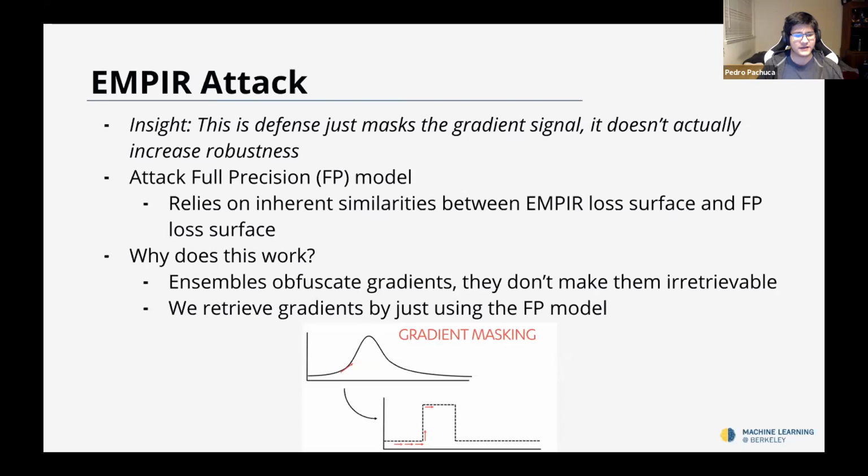And so what we found was that the full precision models have a very, very similar loss surface to the loss surface of the entire ensemble. And because this is the case, the gradients are not very well hidden. We can just retrieve them by using the full precision model. And so what we do is we just take the gradients from the full precision model, find some adversarial example using methods that are already known, like FGSM or PGD, and then we can plug this in through the actual entire ensemble, and this works a majority of the time.